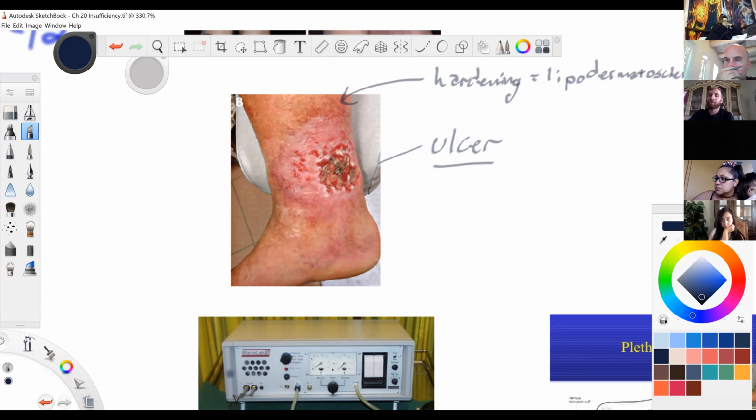Sclerosis. Sclerosis is hardening of the skin, and then ulceration and discoloration, yes. Well, these are some of the visual things that we can see.